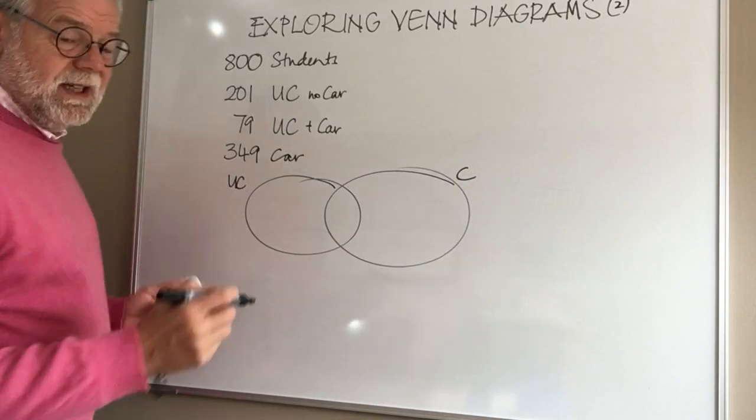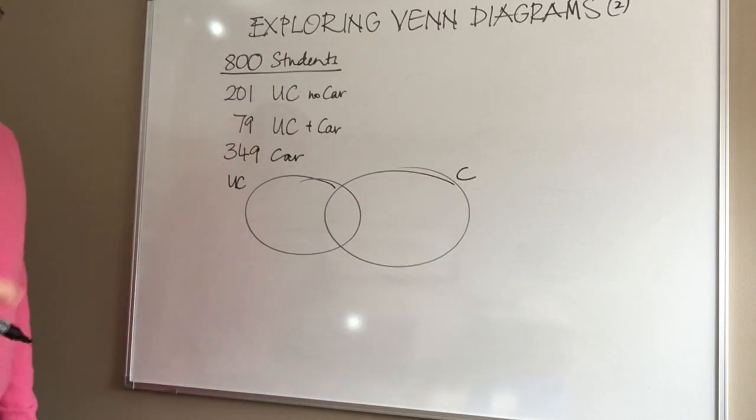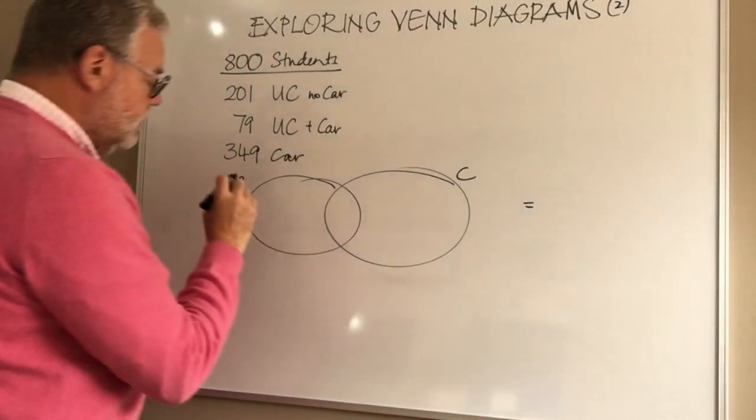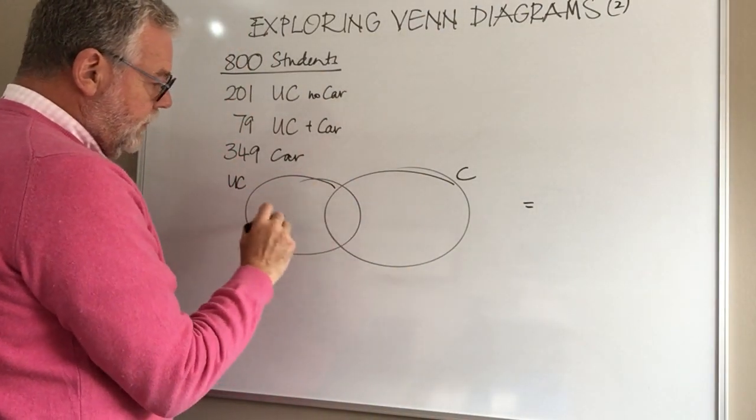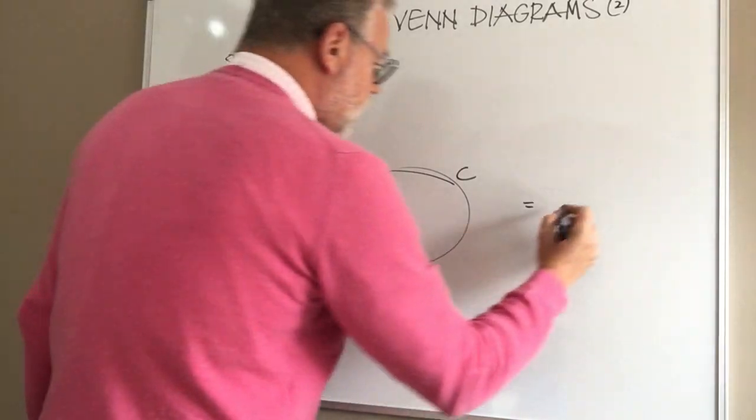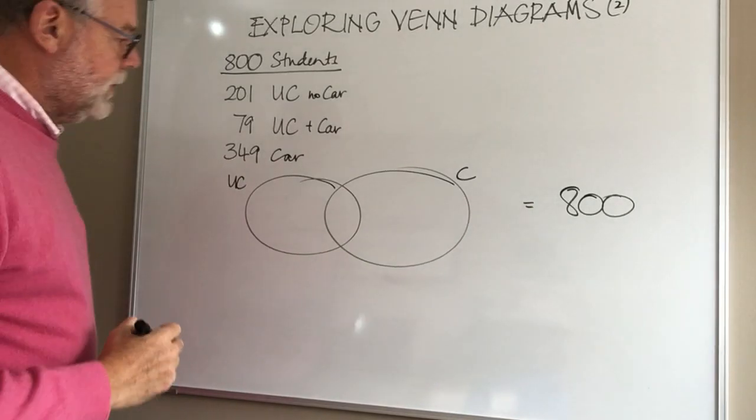So here's a particular scenario. Here's a survey of 800 students. Now immediately that rings the alarm bell that remember our 4 regions. Remember there's one down here that applies. In a minute we'll look at that. But when we add them up, they must add up to 800 in our 4 regions.